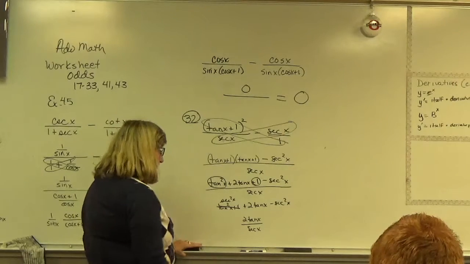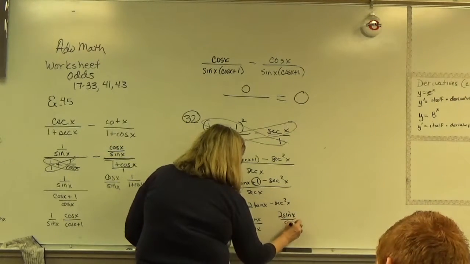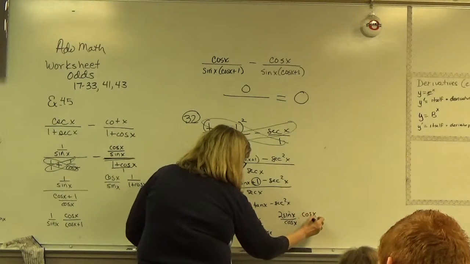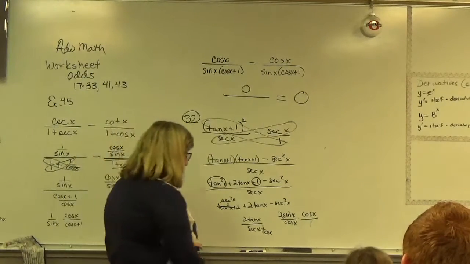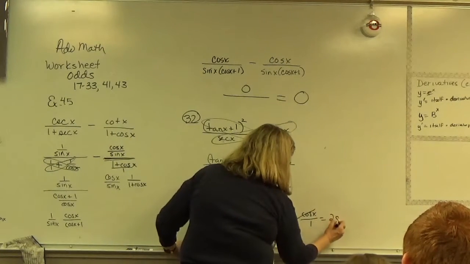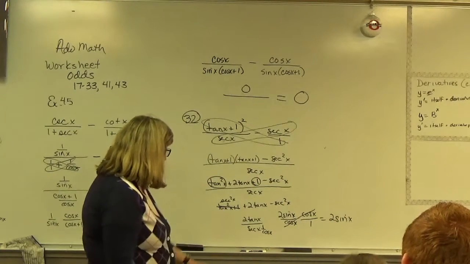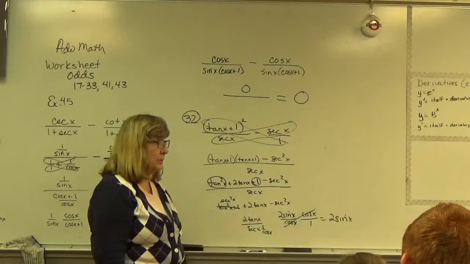What do we know tangent is? Sine over cosine. And we know secant is 1 over cosine, which when you divide, you invert and multiply. So what do we get? 2 sine. What happened to our secant squared? It's subtracted out. Secant squared minus secant squared. Okay, gotcha.